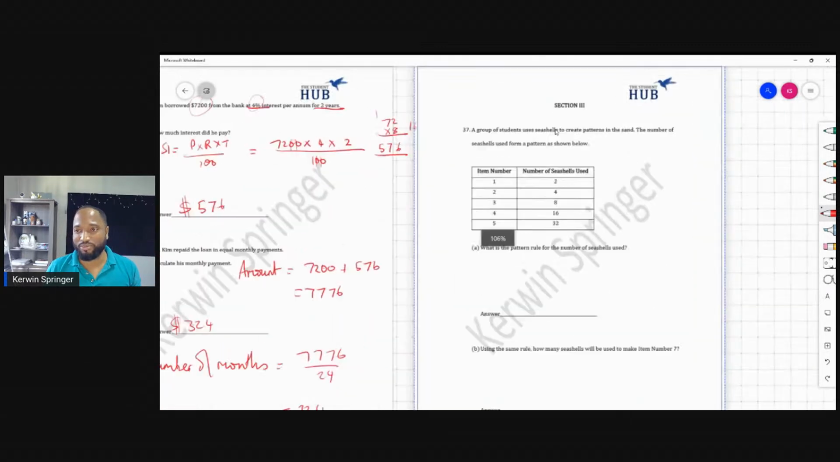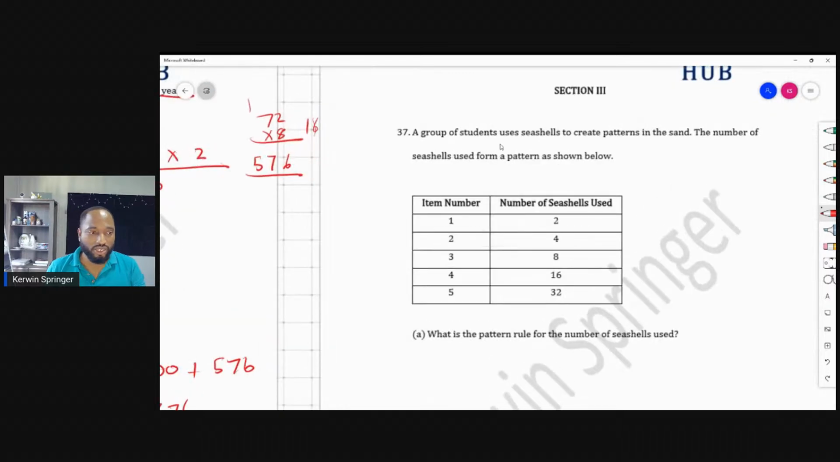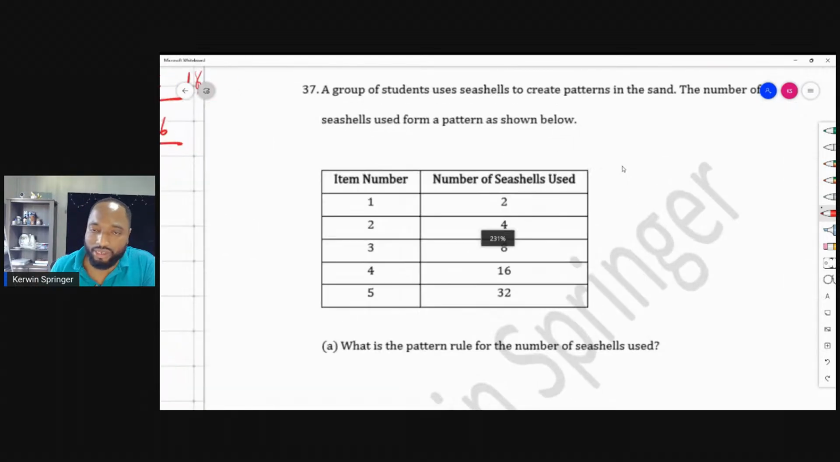Let's go here. Number 37, a group of students uses seashells to create a pattern. The number of seashells used form a pattern as shown below. So item number 1 has 2. Item number 2 has 4, 8, 16, 32.